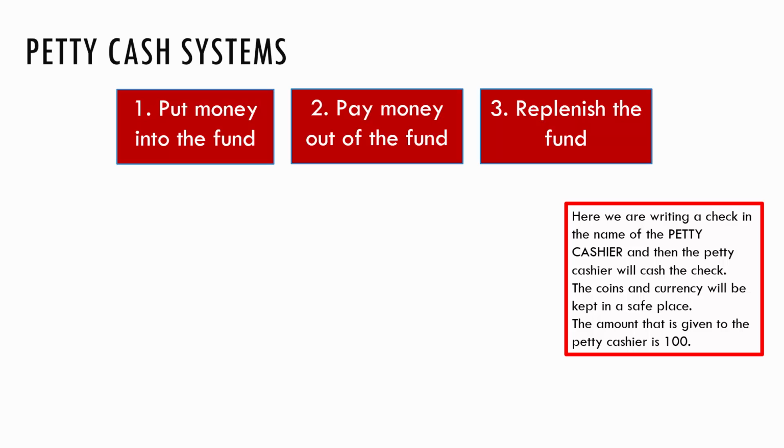Now, petty cash systems we also need to handle, because money is going to come into the fund. We're going to fund the account, and the money is going to come out of it. The petty cashier is going to take the money out, and then we need to replenish it. The important thing is we don't do journal entries for all of these things. We only do a journal entry to establish it over here, and we do a journal entry to replenish it.